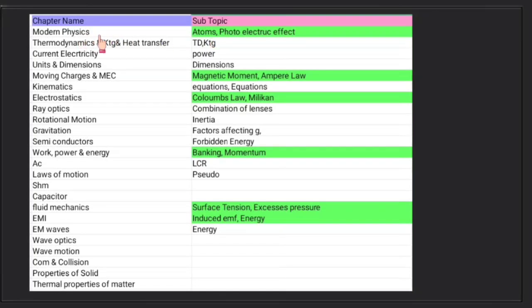There are two questions from modern physics. One is from atoms, one more is from photoelectric effect. And two questions from thermodynamics: one is from thermodynamics and the other one is from KTG. Two from moving charges and magnetic effects of currents. Two questions from electrostatics. Two from work, power, energy: one is on banking, another one is on the momentum and kinetic energy relation. One more is from fluid mechanics, which also has two questions: one is surface tension and excess pressure, right? And two questions from EMI: one is induced EMF and the other one is energy, right?